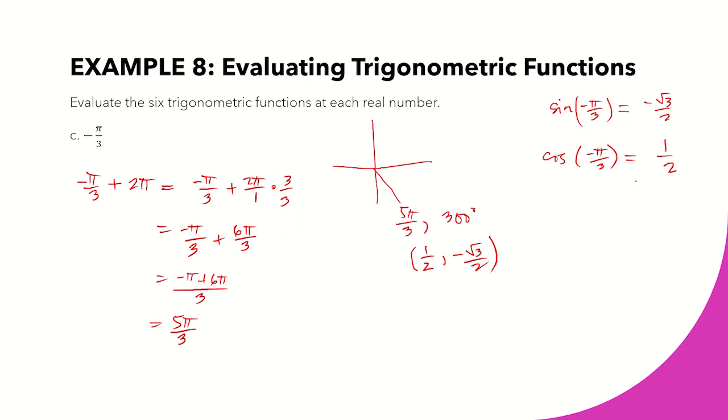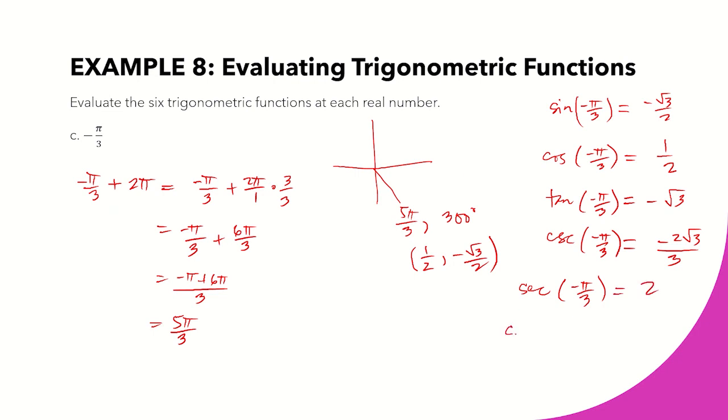And then, for tangent, okay, I will just reveal to you the answer, but just try to solve it on your own. And as I said, always use your calculator as an advantage. Then for cosecant, that would be negative 2 square root of 3 over 3. And then secant would just be 2. And then cotangent would just be negative square root of 3 over 3.